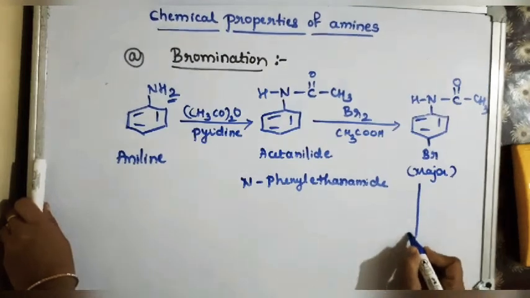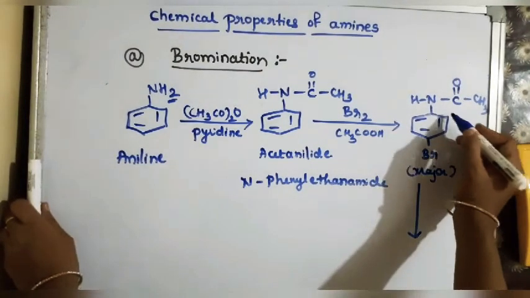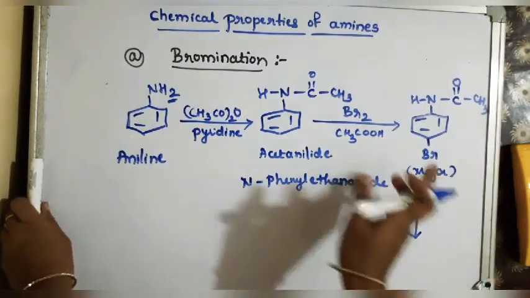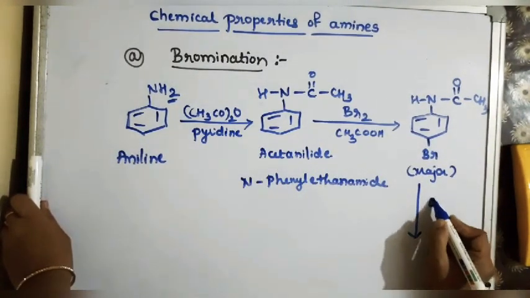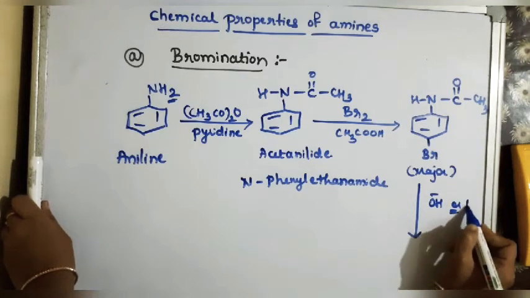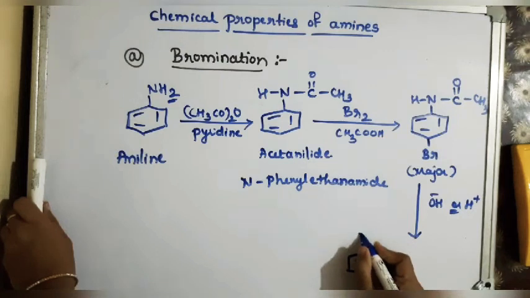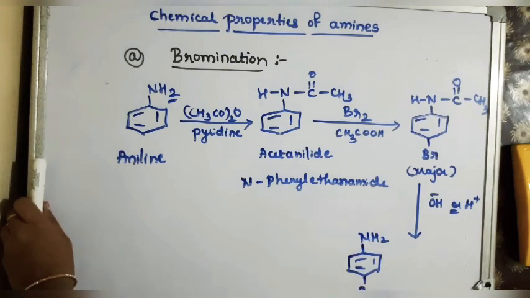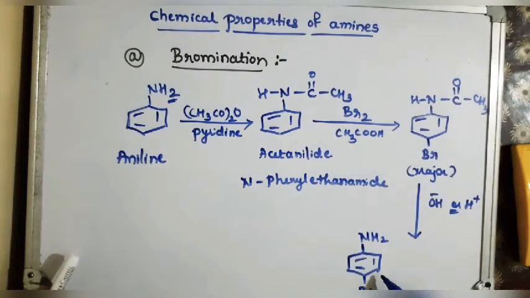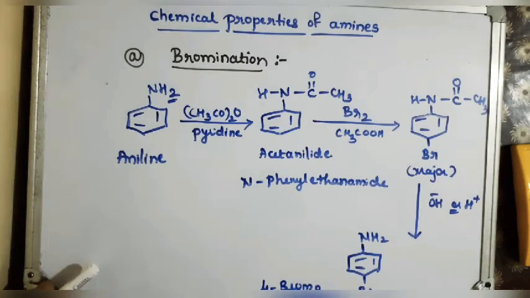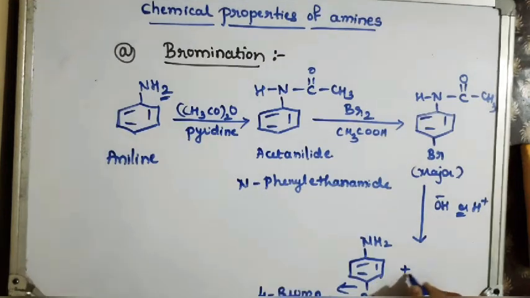para-bromoacetanilide, as it is para directing. The bromination takes place at the para position. It is ortho-para, but para is more stable. So this is the major product, para-bromoacetanilide. Now we don't want acetanilide, we want aniline. So again we have to convert this NHCOCH3 into the NH2 group. For that we have to do hydrolysis, acid hydrolysis. What happens? There is a formation of aniline. Only this group is undergoing conversion. So there is a formation of 4-bromo or para-bromoaniline as a product. This is 4-bromoaniline, and you will have the byproduct CH3COOH.